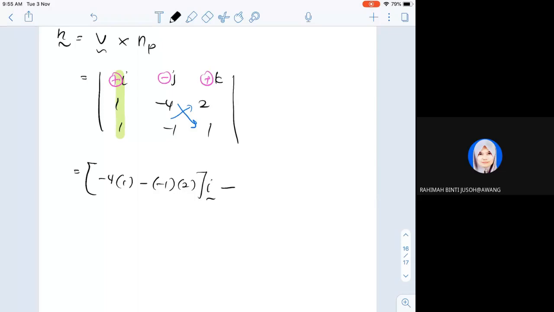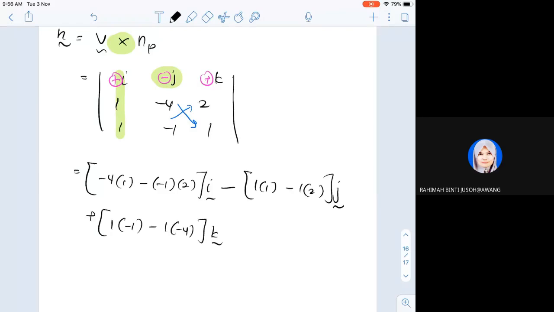Remember that. We also learned the cross product in chapter 2. You must remember, for the second position at J it is always minus. Next, close the second column, so you are closing the first and third column. So we have 1 times 1 minus 1 times 2. This is for J. Plus, for the third column, we cross the first and second column: 1 times negative 1 minus 1 times negative 4. This is for the K direction.